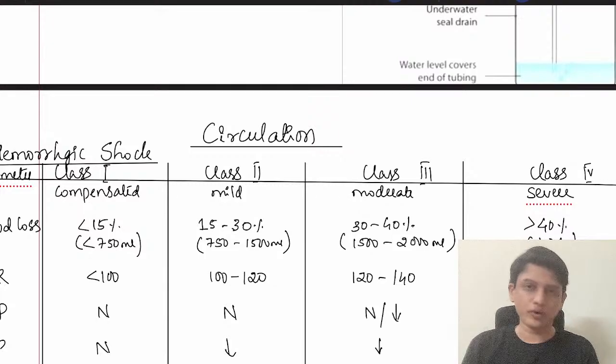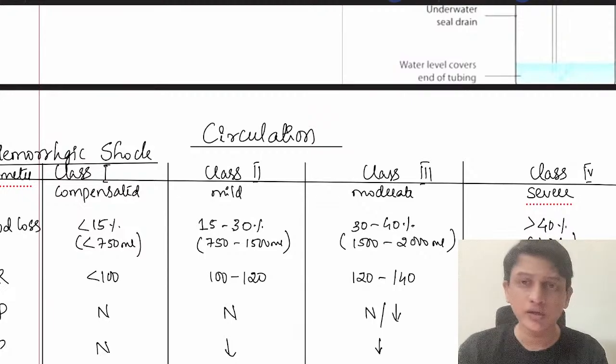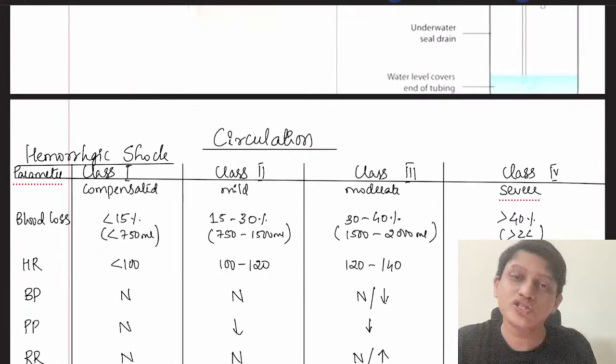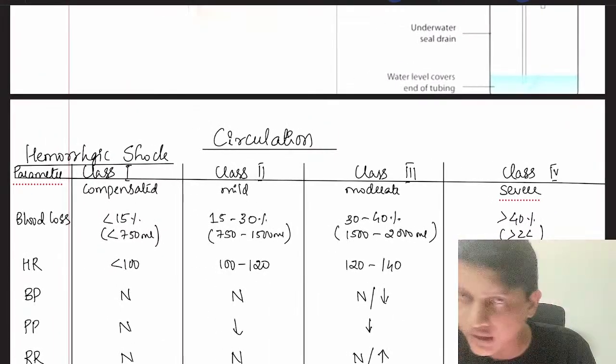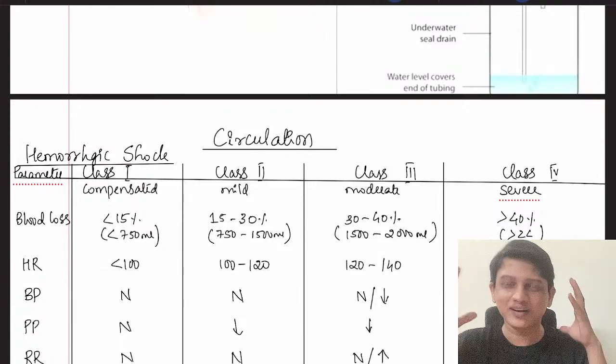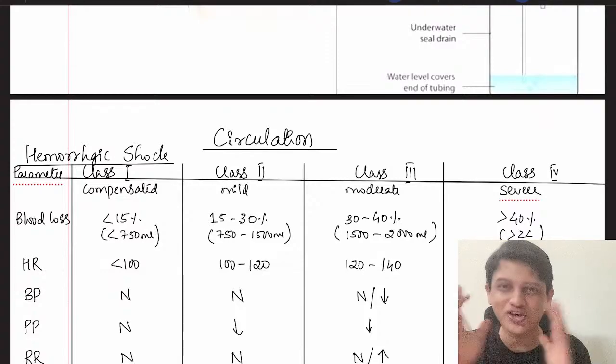Circulation is most important, and many questions come from circulation only. One is that airway is important. From breathing, what's important is tension pneumothorax. In circulation, there is something called hemorrhagic shock. What is shock, my dear friends? Can anybody tell what is shock? Shock means what? Not your exam result shock, not that. What is real shock?